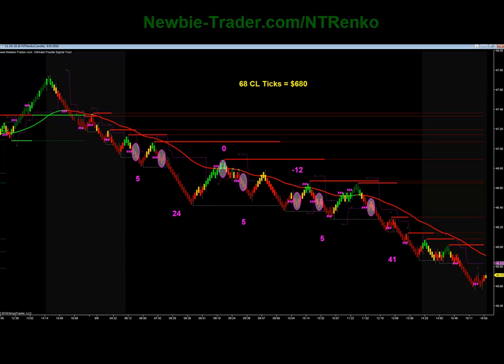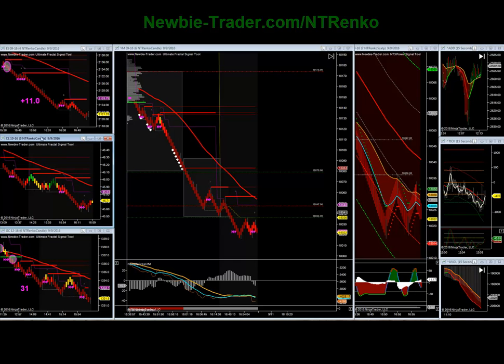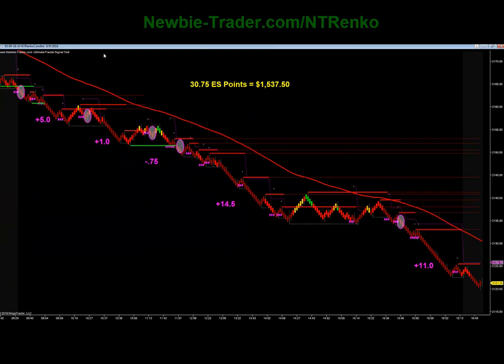Now, you're probably noticing all these red lines. Let me go ahead and explain the red lines over on the ES chart. You can see a green one here too. What we do with our Ultimate Fractal tool, and most of you probably already know this, and if not, just go back to our main website at Newbie-Trader.com. Over on the right-hand side of that page, there are 4 short little videos. Watch those videos because I go in and explain what our Fractal tool does.